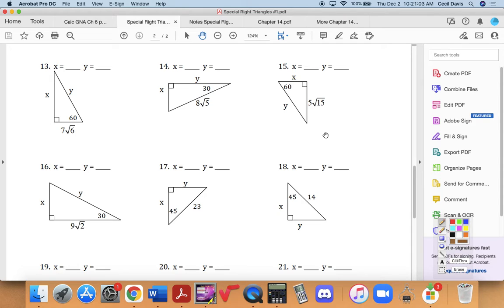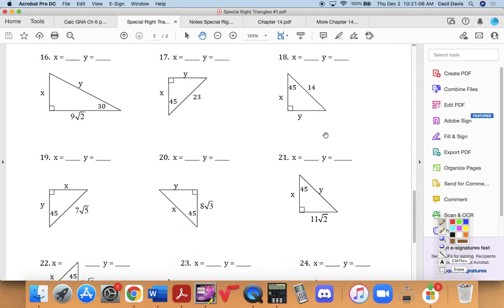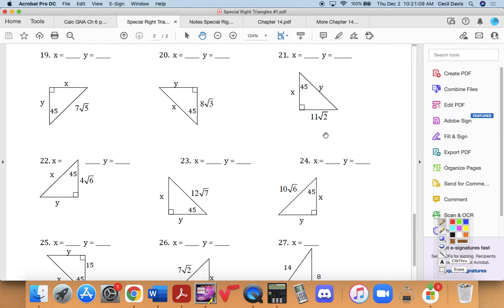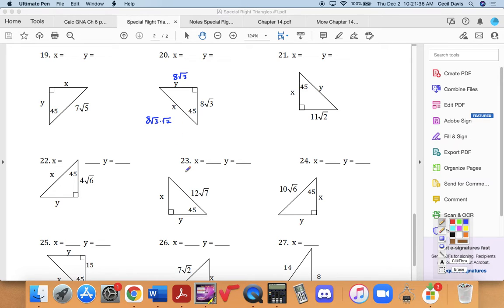Yes, Savannah? Number 20. Number 20, all right. Okay, so since this is a 45, 45, 90 triangle, I know that the legs are the same. So I know that 8 square roots of 3 is going to be the length for y also. Okay, and then what do I do to a leg to get the hypotenuse in a 45, 45, 90? Not by 2, but by the square root of 2. Oh, okay. In a 30, 60, 90, to get the hypotenuse, we multiply the short leg times 2. So it would be x is 8 square root of 6. Exactly right. Okay.